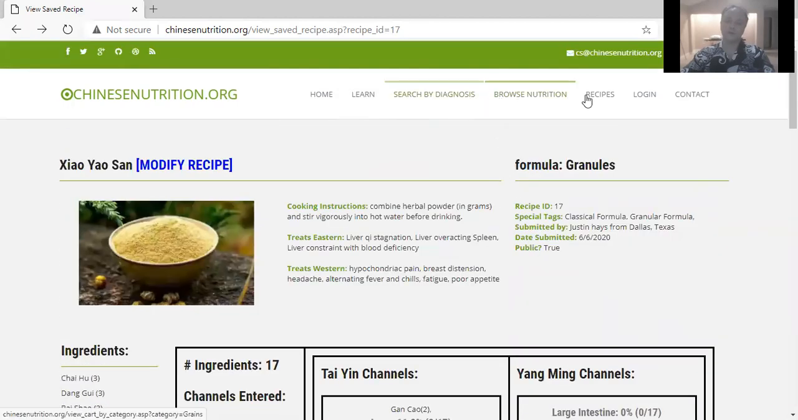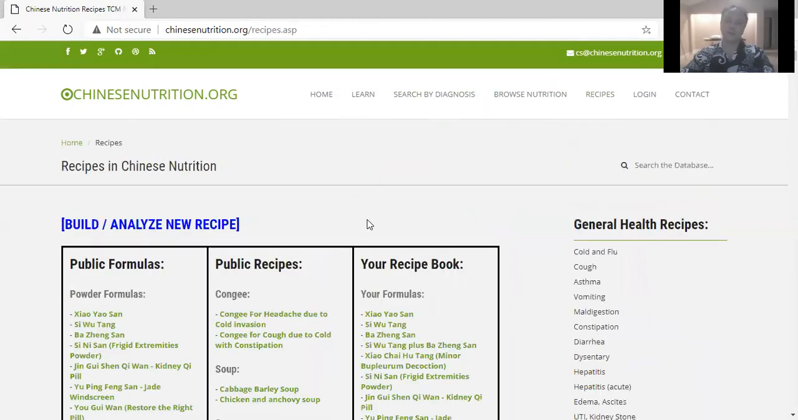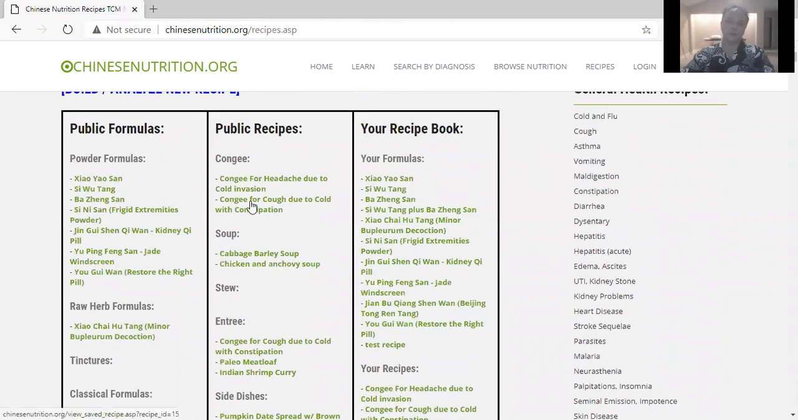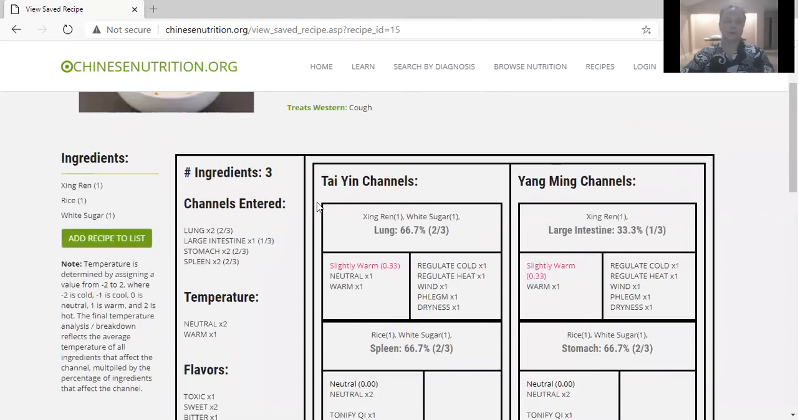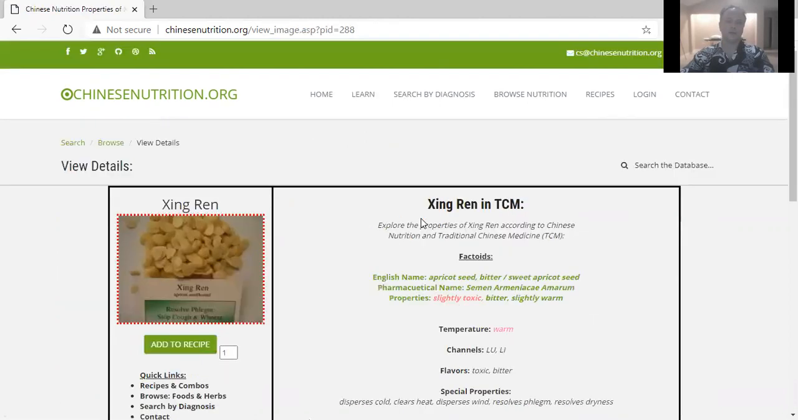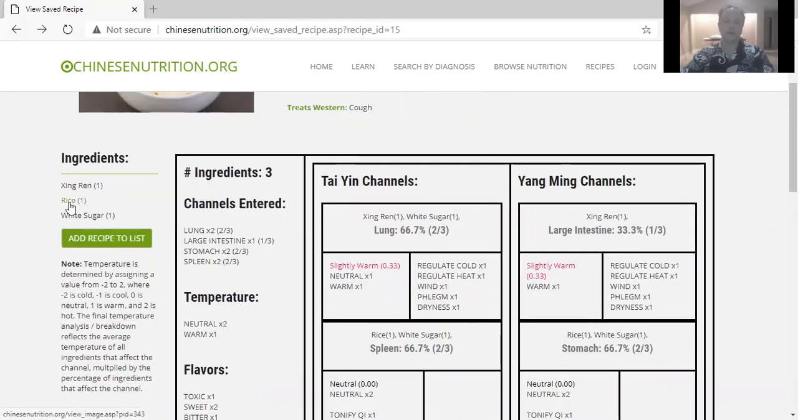Let's just check really quickly and pull up a recipe here. So let's look at something simple. Congee for cough due to cold with constipation. This is taken from a classical recipe book. So if we look at this, we have jingren, we have rice and white sugar. Now jingren is the apricot seed or apricot kernel. It's a popular Chinese herb. So if we take that and combine that with some rice and white sugar, and again, we're doing portions.